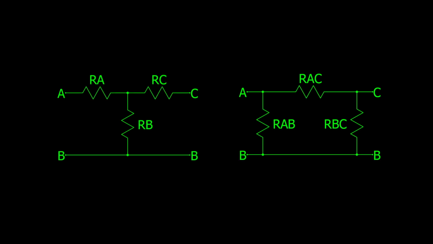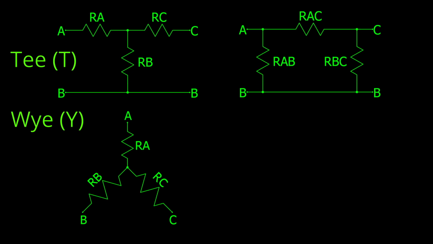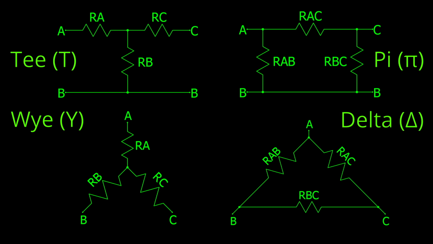There are two common configurations of three resistors that are worth mentioning. On the left, we have the T configuration of three resistors, which is also known as a Y configuration when it's drawn like this. Each resistor in the T or Y is named for the external node connected to it. On the right, we have the pi configuration, which is also known as a delta configuration. Each resistor in the pi or delta is named for the two external nodes connected to it.